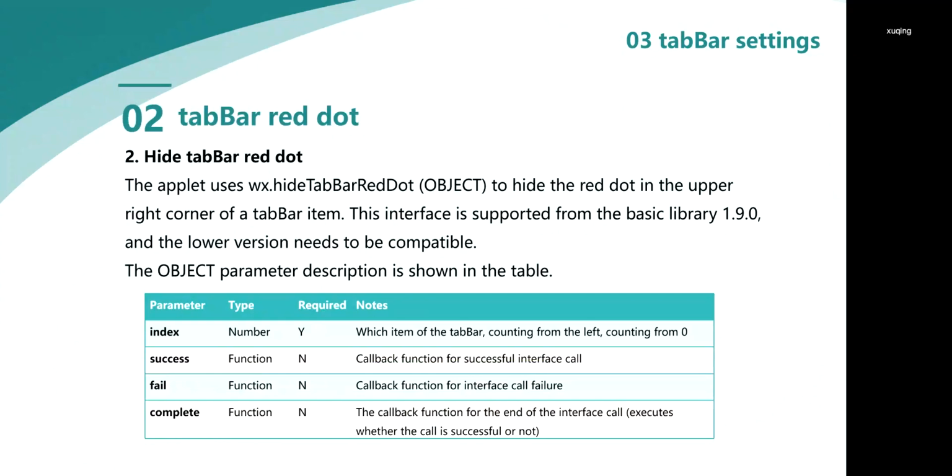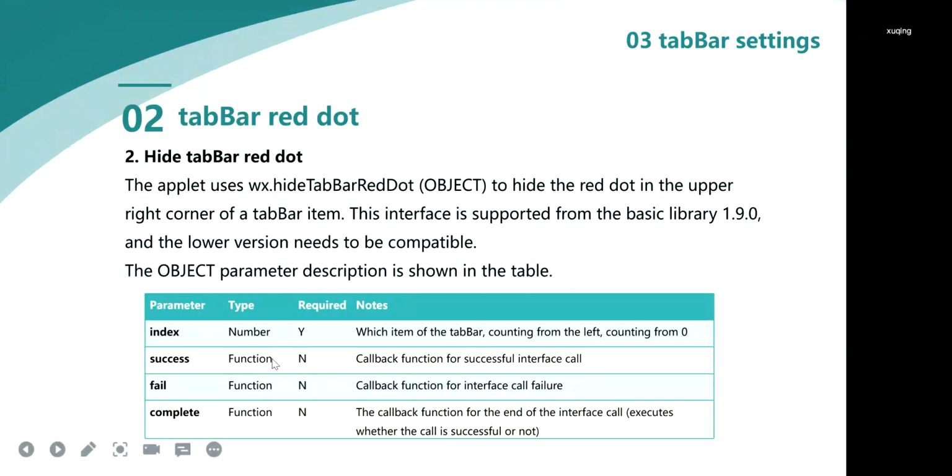Yeah, you see, our applets use Weixin hide Tabbar red dot to hide the red dot in the upper right corner of a Tabbar item. And this interface is similar to the previous two methods, which is supported from the basic library 1.9. And the lower version needs to be compatible.